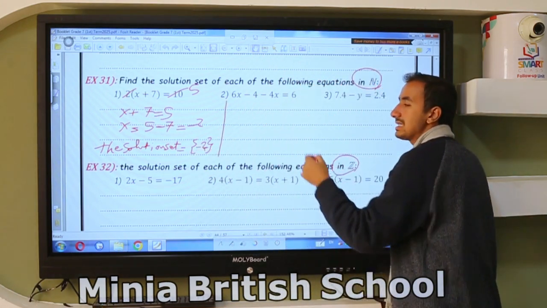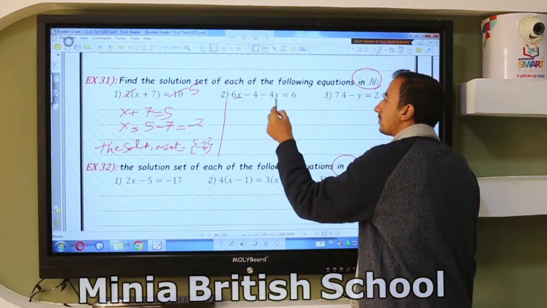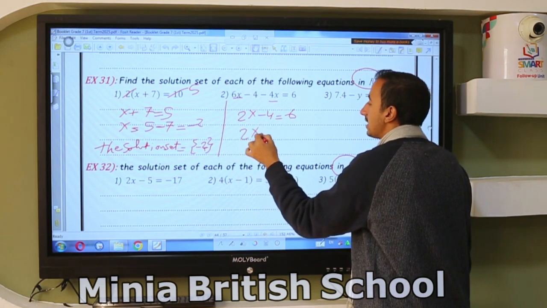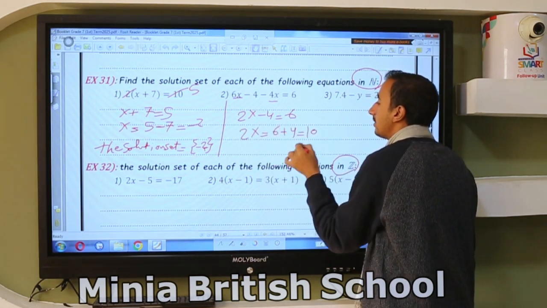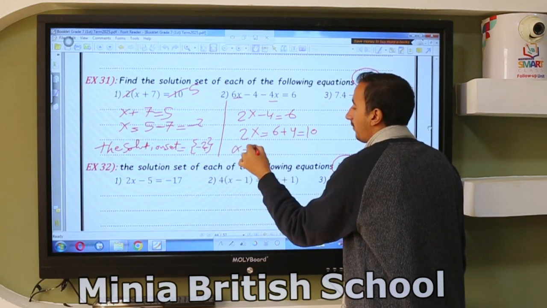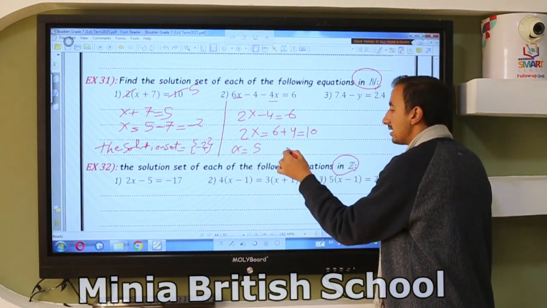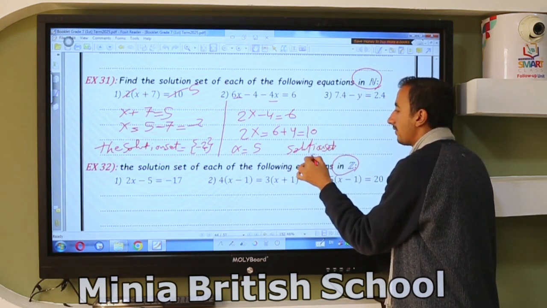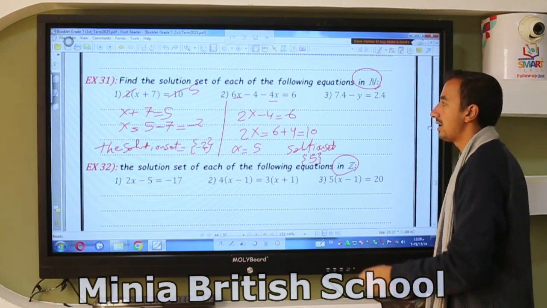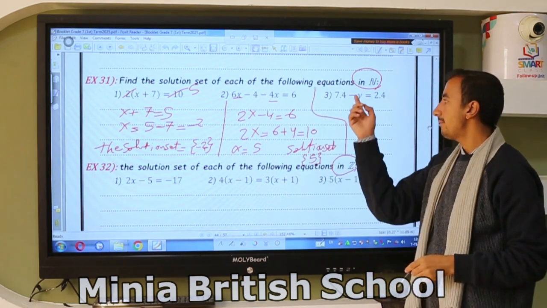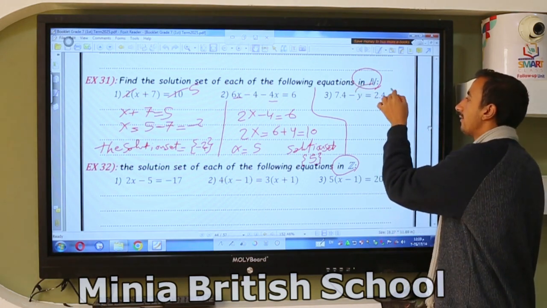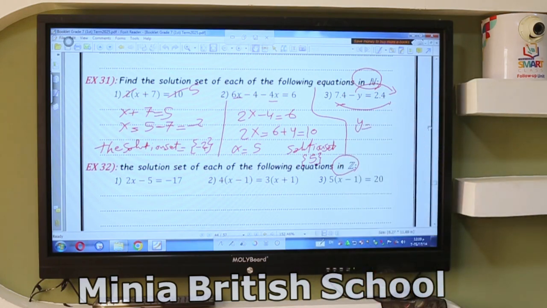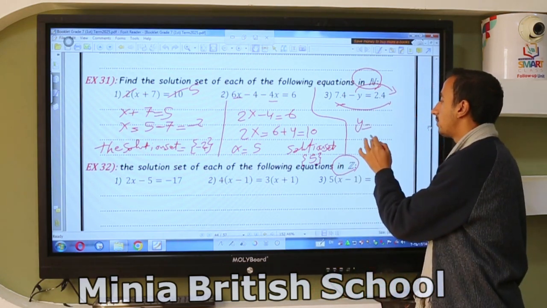Here you can simplify it, 6x minus 4x will be 2x. 2x minus 4 will be 6. 2x equals 6 plus 4 equals 10. So here x equals 5. The solution set is 5. Here 7.4 minus y will be 2.4. I can make the inverse operation, so y equals 5. 7.4 minus 2.4 will be 5.